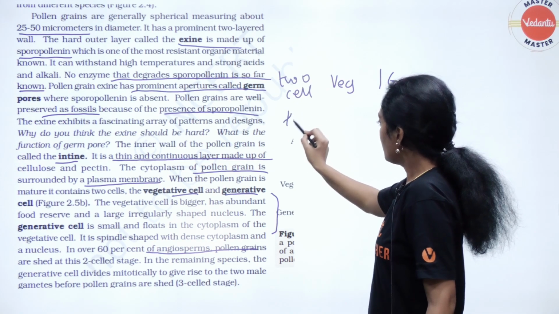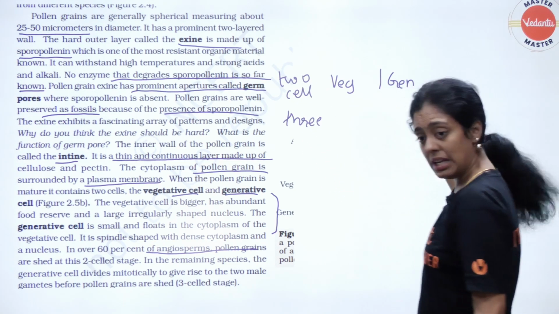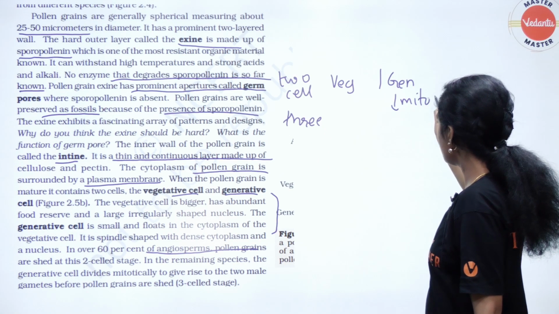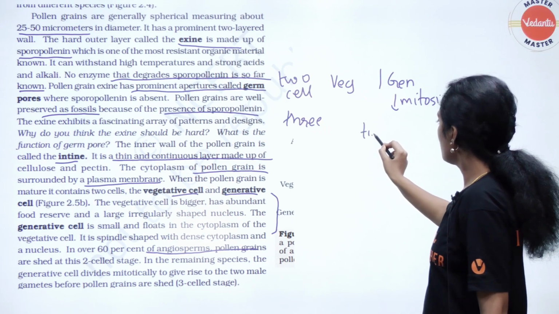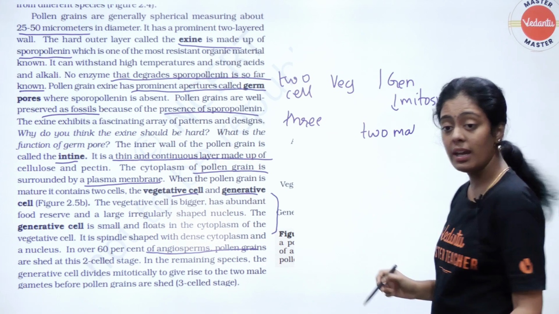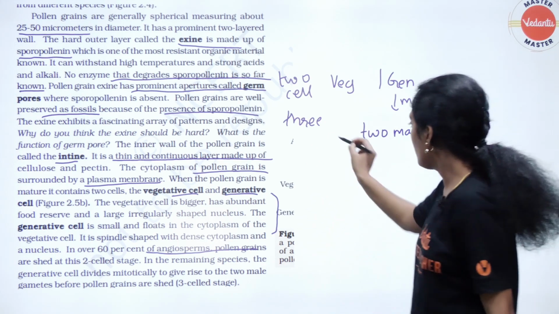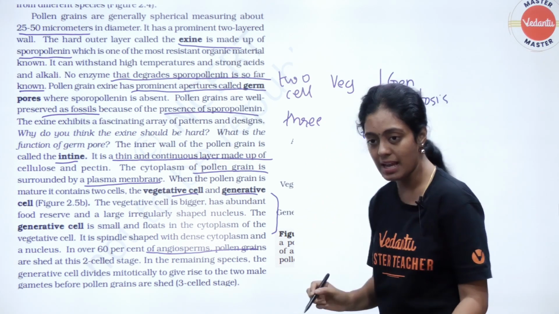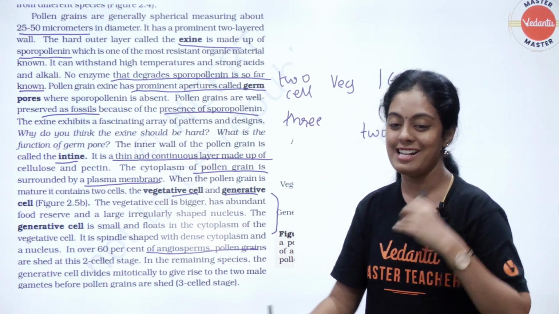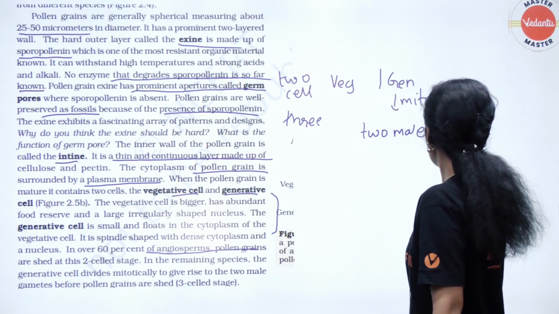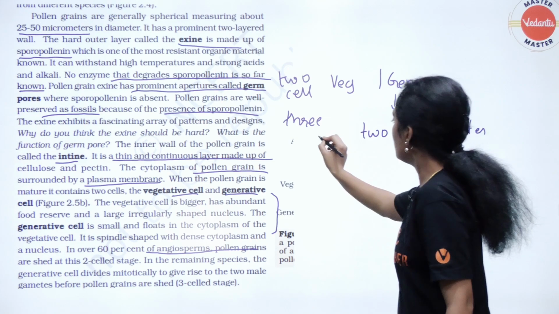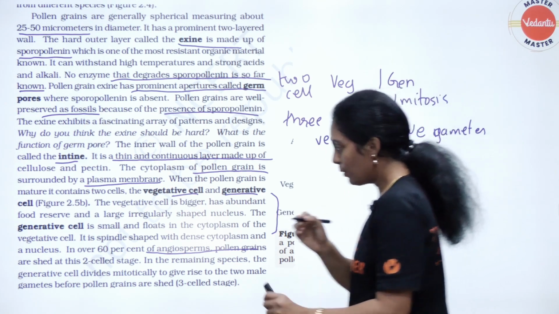Okay, in the 3 cell stage, this generative cell, remember very carefully, it undergoes mitosis to produce 2 male gametes. The 2 male gametes and 1 vegetative cell together form your 3 cell stage. Okay, male gametes and 1 vegetative cell. Very important point.